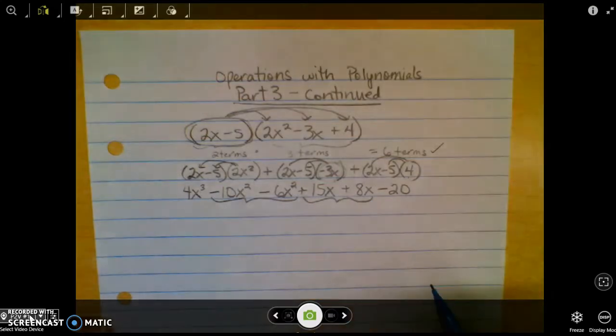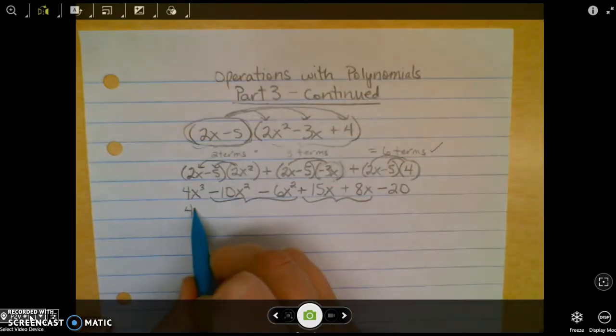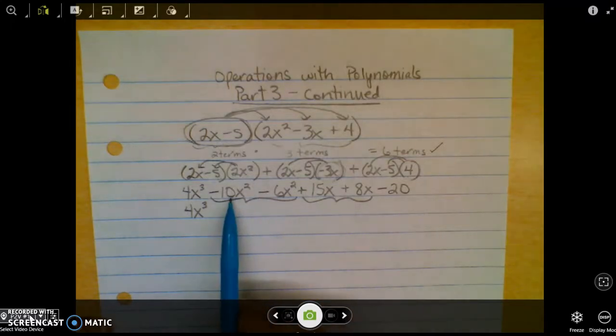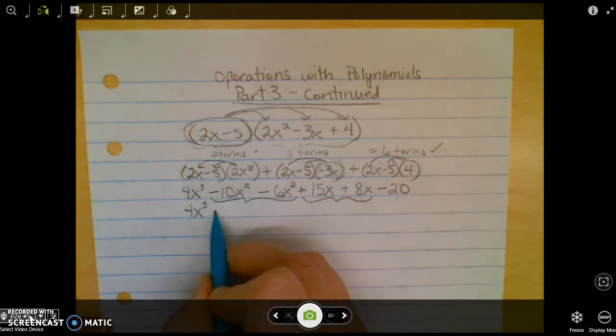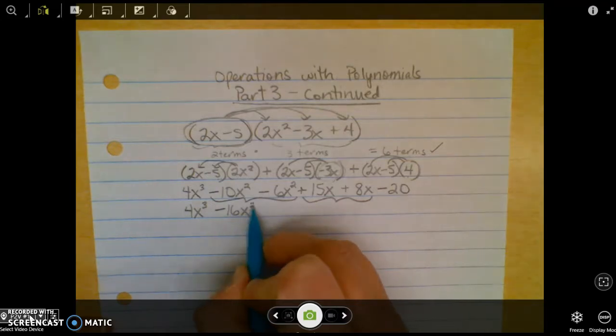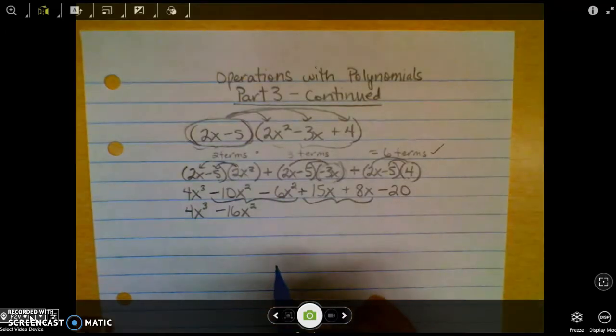I have 2 sets of like terms. The 4x to the third will just come down. These ones I'm going to add my coefficients, so I have negative 10 and negative 6, which makes negative 16. However, it stays x squared because exponents are not affected by adding and subtracting. They're only affected with multiplication and division.